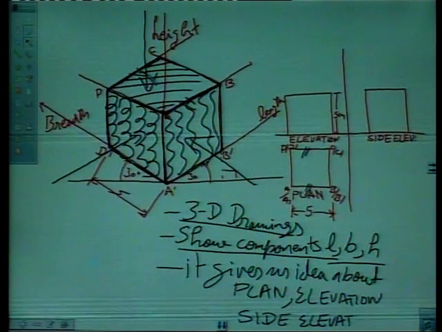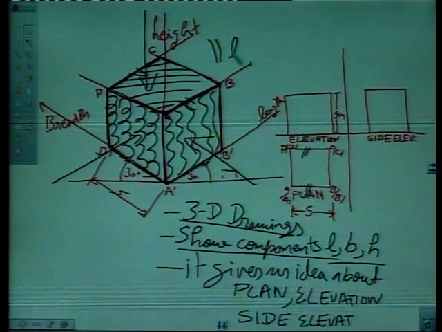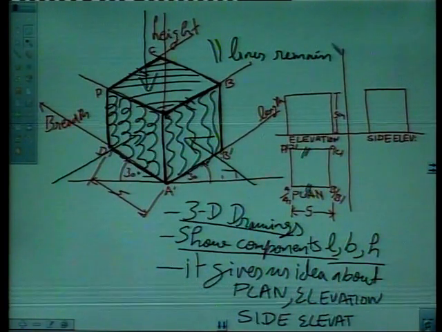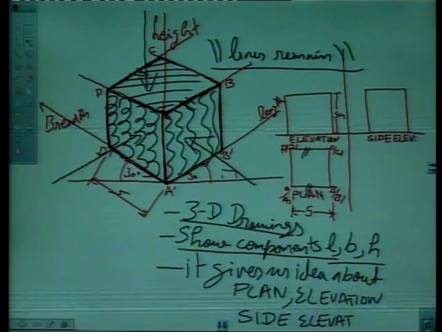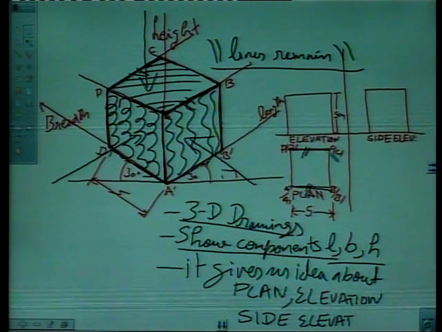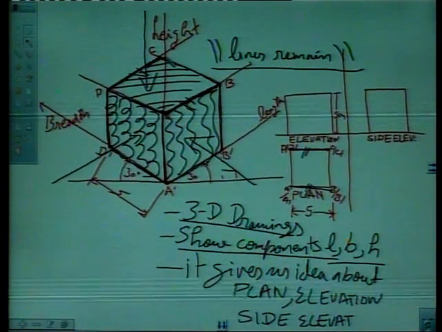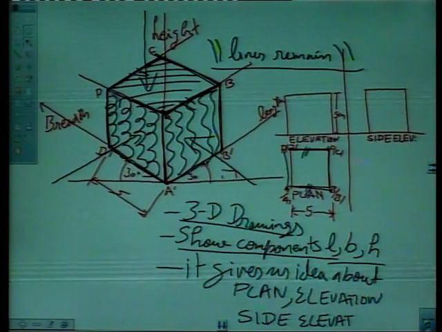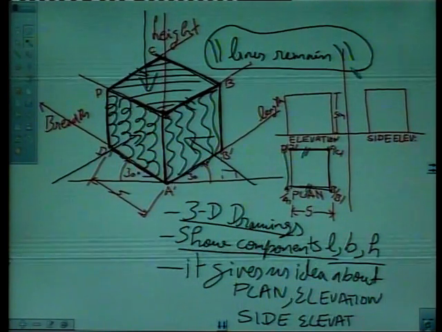This and this. We also observe in isometric that parallel lines remain parallel. This is also important. All parallel lines remain parallel. Like AB is parallel to DC. Here this is parallel, right? And BC is parallel to AD. This BC is parallel to AD, right? All parallel lines remain parallel.